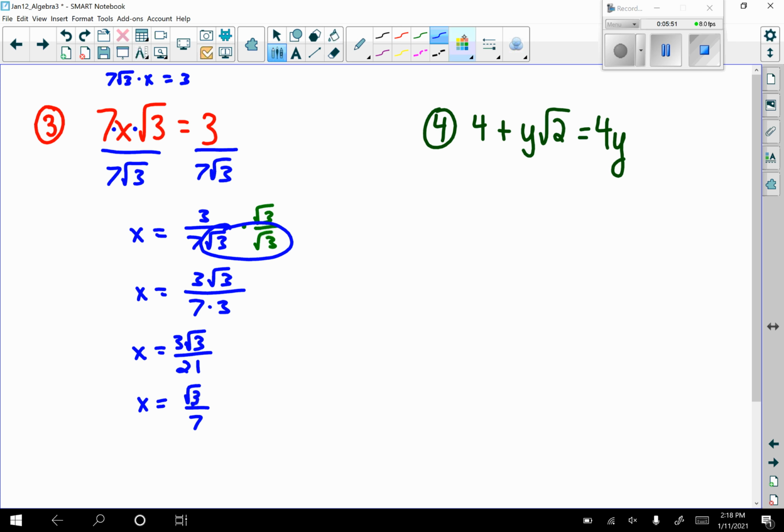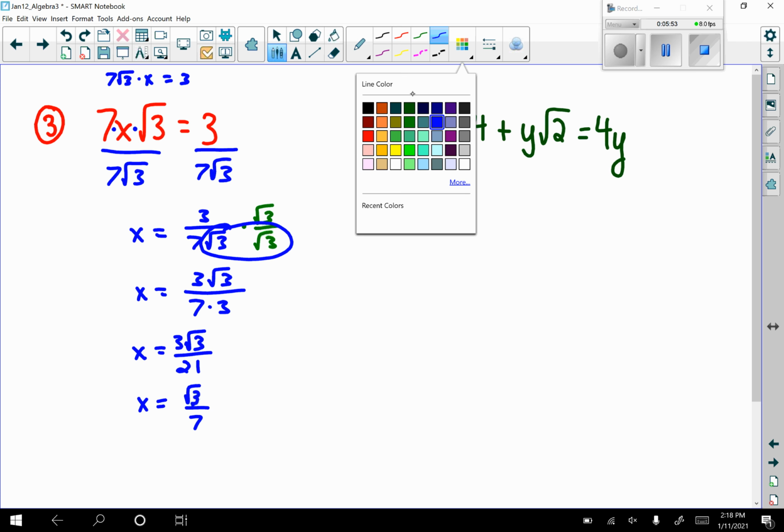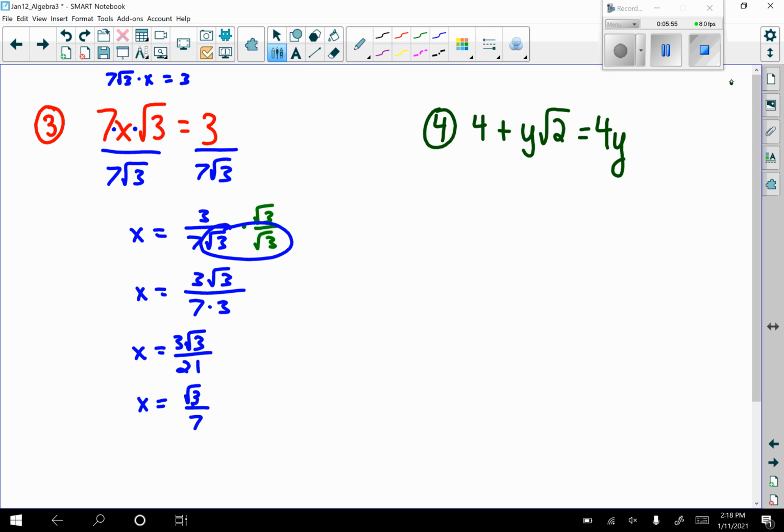All right, now the problem's going to change a little bit for number 4. If you notice here, we have two y terms. So what I want to do, if they're not already, I want to get all the y terms to one side. So what I'm going to do is just move this y radical 2 to the other side. So I'm going to have 4 equals 4y minus y radical 2.